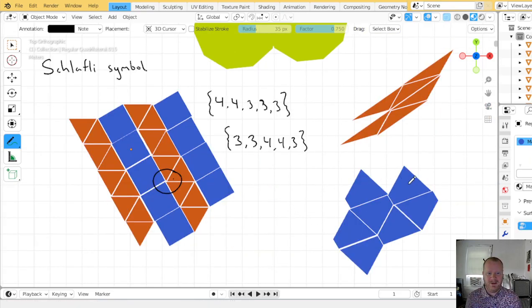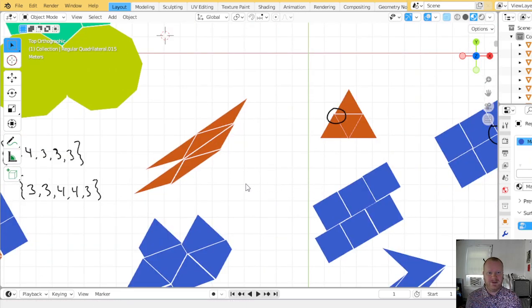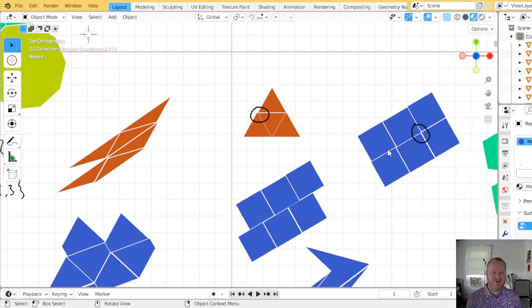So again, Schlafli symbols are for regular and semi-regular tilings.